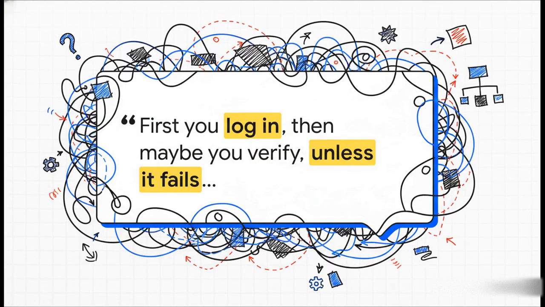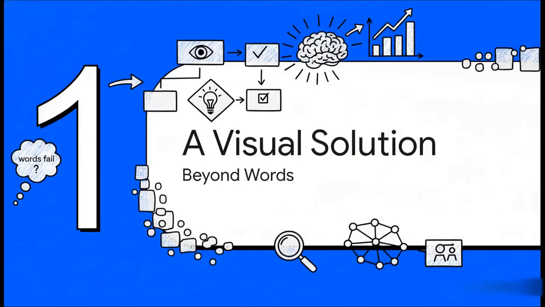And before you know it, it's just this tangled mess of, if this happens, then do that, but only if this other thing didn't happen. Let's be honest, just using words to explain complex steps with different paths, it's not great. And that's exactly the problem we're going to solve today. So when just talking it out fails, what do you do?